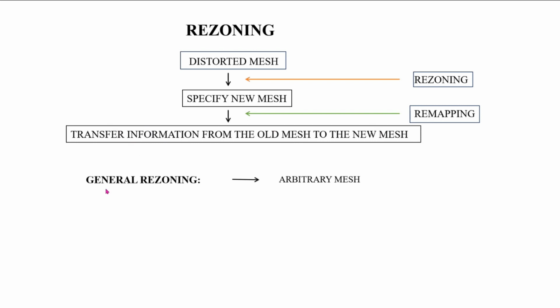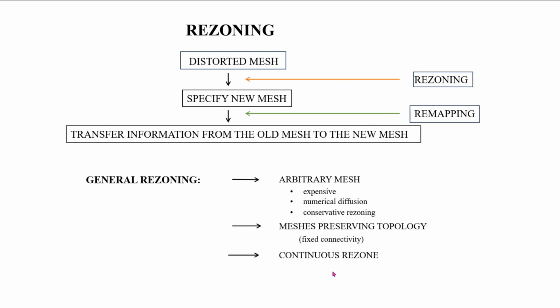So if you look at general rezoning, I have an arbitrary mesh, which is expensive. I have lots of numerical diffusion or numerical inaccuracies. And then I can look at so-called conservative rezoning to deal with errors. Then I can focus on meshes preserving topology. So I rearrange the mesh, but I maintain the same topology, so fixed connectivity. Then I can have continuous rezoning. At every time step, I do a little bit of mesh adjustment. And I can go into generalized topology, so the mesh at a given moment is totally topologically unrelated to the mesh at the next time instant.